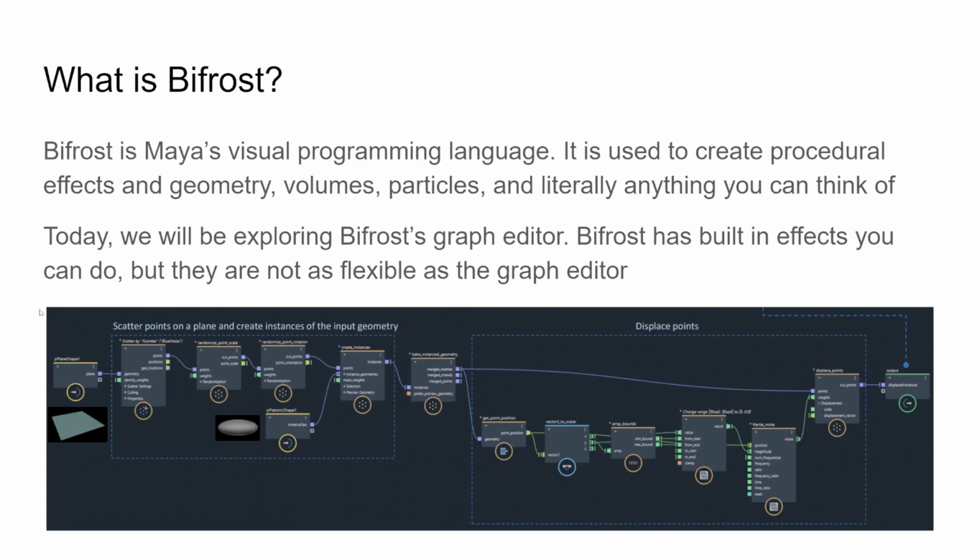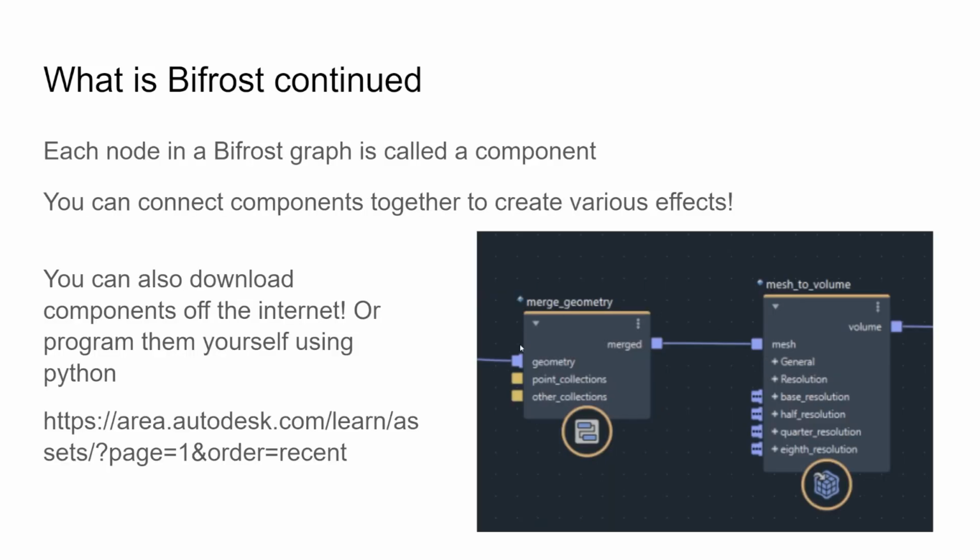Bifrost's graph editor is sort of, you see this graph here. It's a bunch of different nodes that connect to each other. It's basically like a visual programming language. You can also download a lot of these components off of the internet, which is really cool. There are a lot of presets you can download here, or custom nodes that you can make, and each node is basically just like a programming block. If you know Python, you can script your own nodes, which is very, very cool.